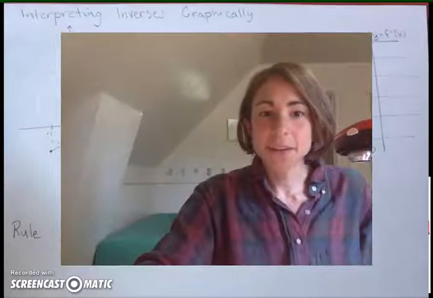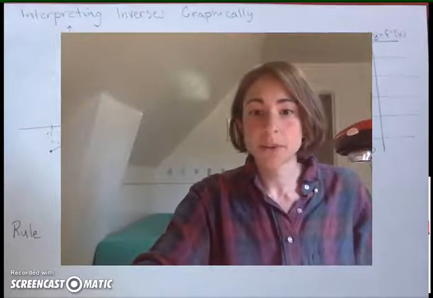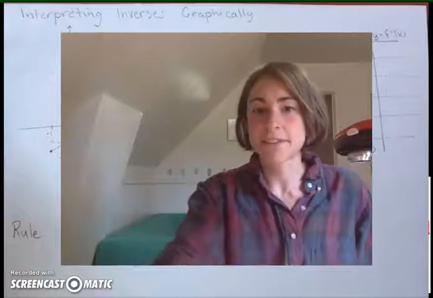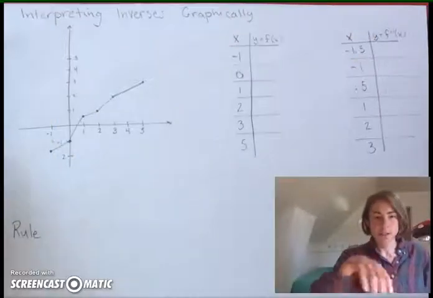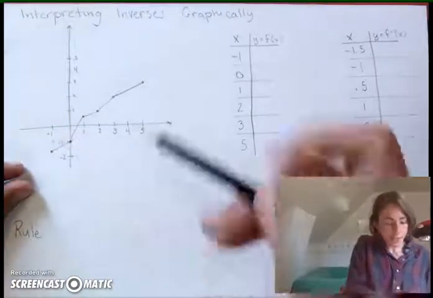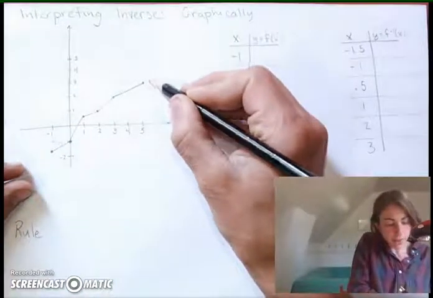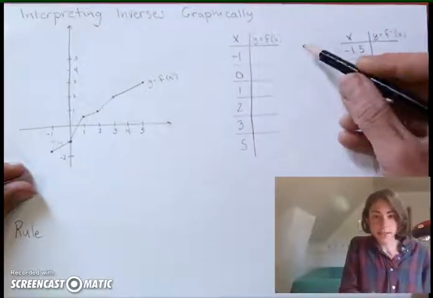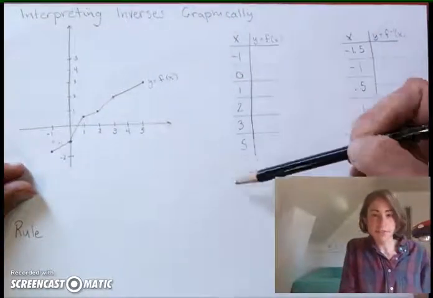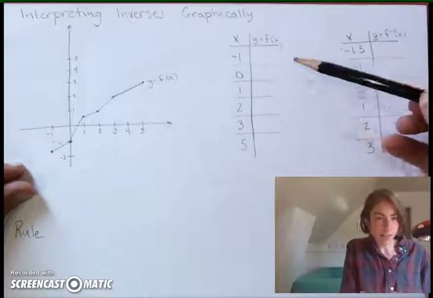Hi everyone, in this video we're going to be talking about how to interpret inverse functions using graphs. So let's start out with a really simple example. Here's a graph of a function. This is the graph of y equals f of x. The first thing I want to do is to fill in the function table for this graph.